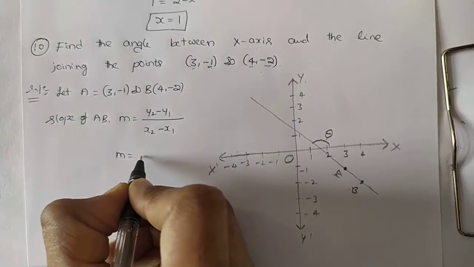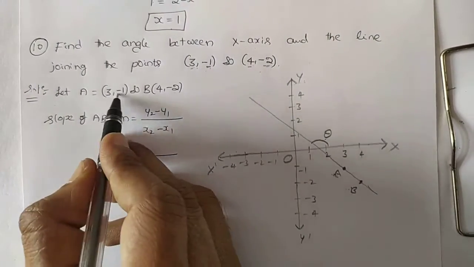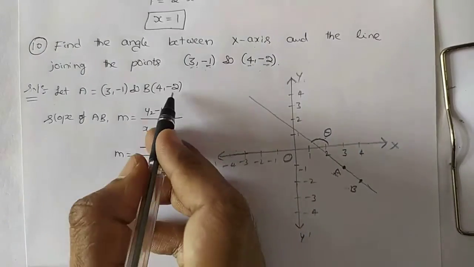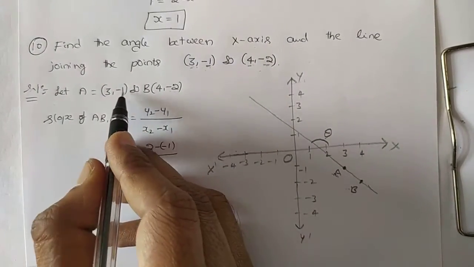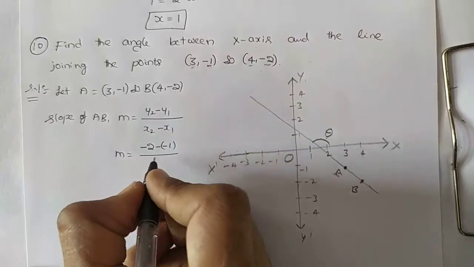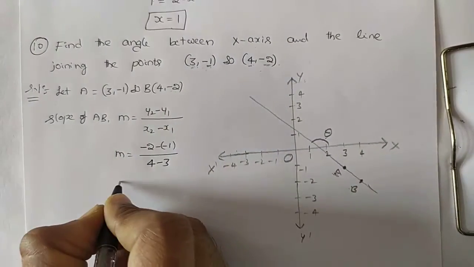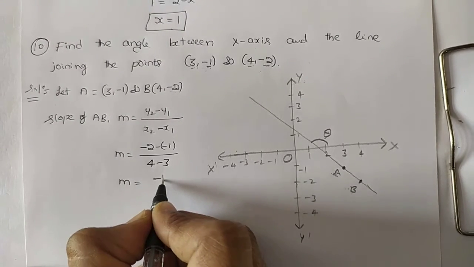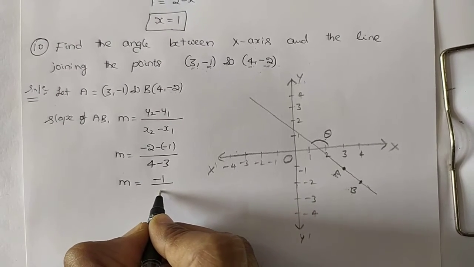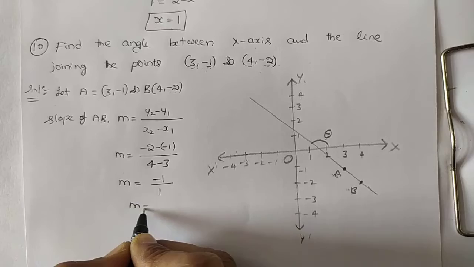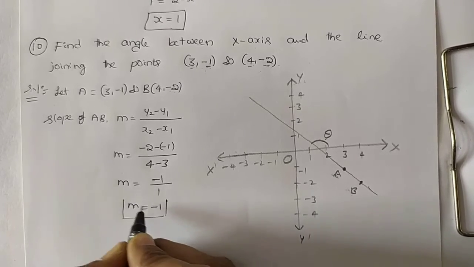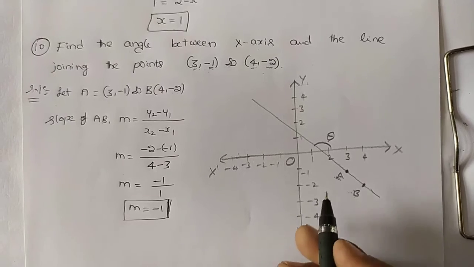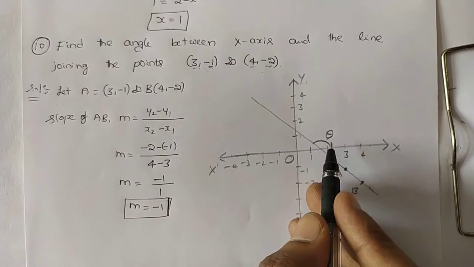So m equals y2 minus y1, which is minus 2 minus of minus 1, divided by x2 minus x1, which is 4 minus 3. So m equals minus 2 minus of minus 1, which is minus 1, by 1. Therefore m equals minus 1. Slope we found. Now we found the slope, but we need to find theta.